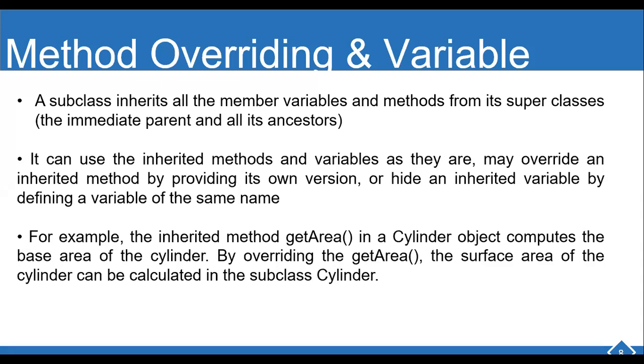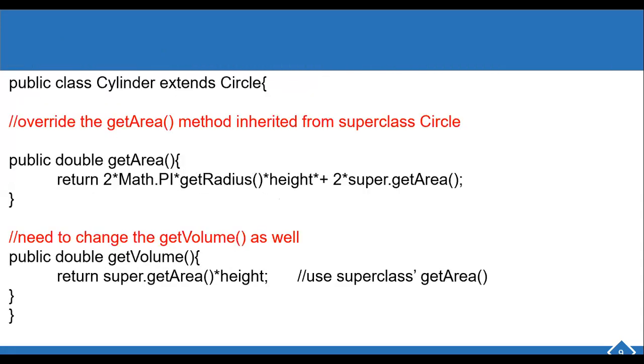Method overriding means that when we inherit the methods or variables from the parent class, we can inherit them, but we can use them in our own way. It means we can enhance those methods. That we call method overriding.